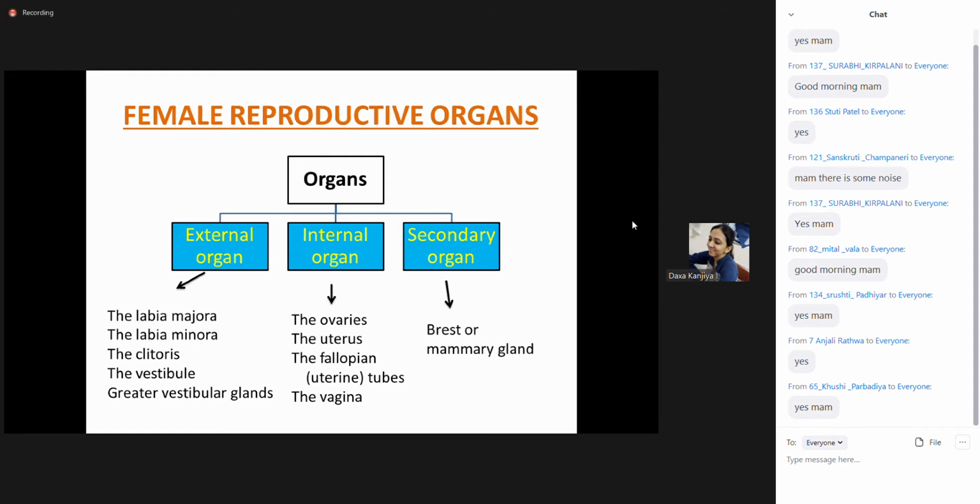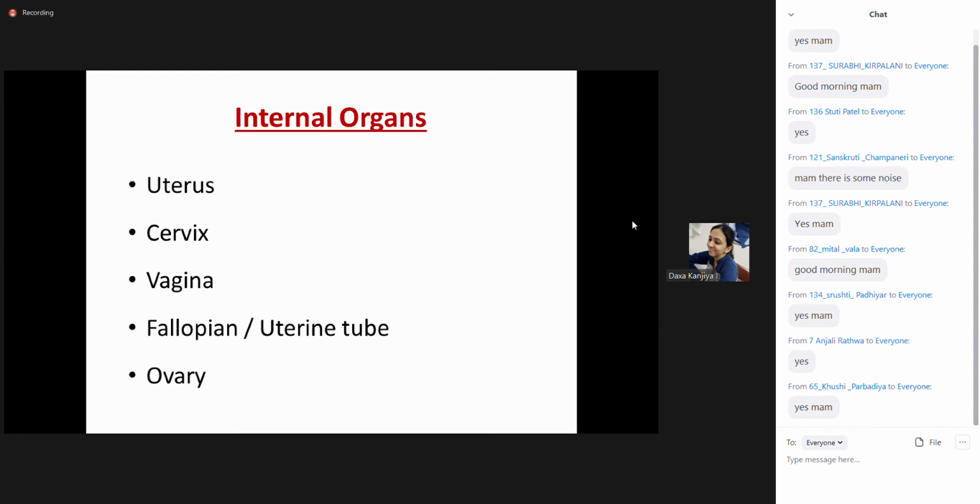So in today's lecture, you will learn the internal organs in detail. These are the uterus, various parts of the uterus like cervix, vagina, both fallopian tubes, and ovaries. In this lecture, you will learn the detailed anatomy of the uterus. The rest, like the uterine tube and ovaries, will be covered in the next lecture.